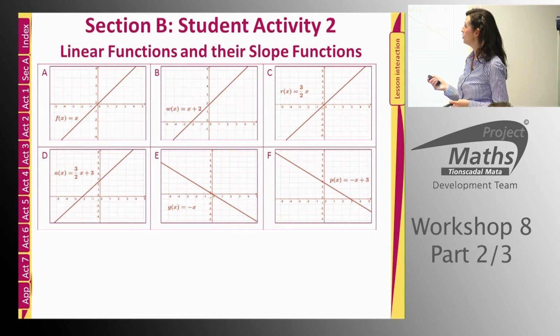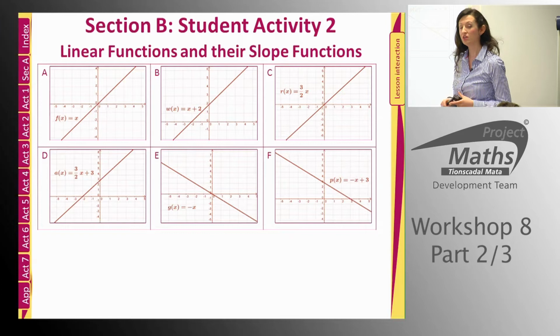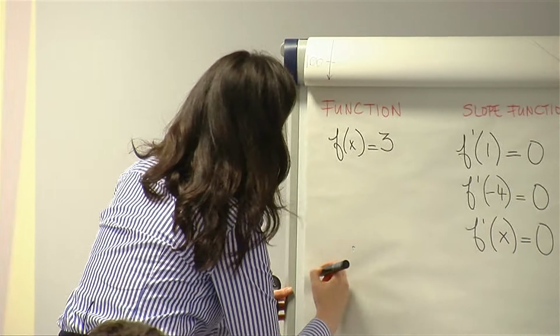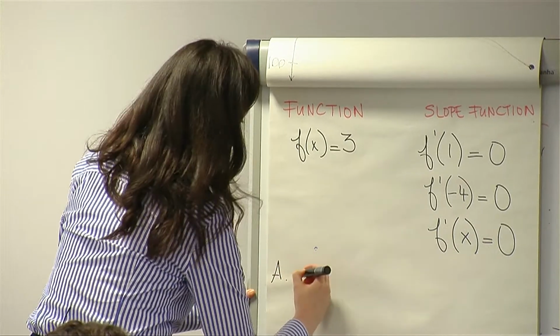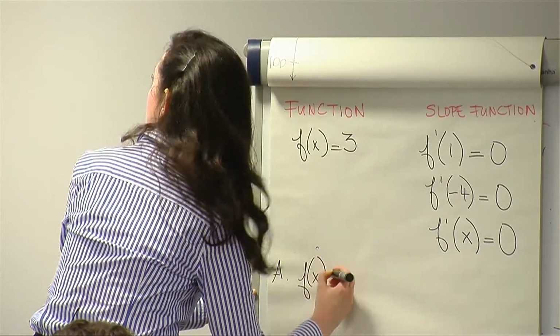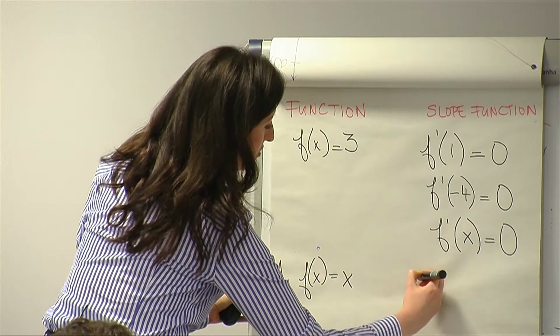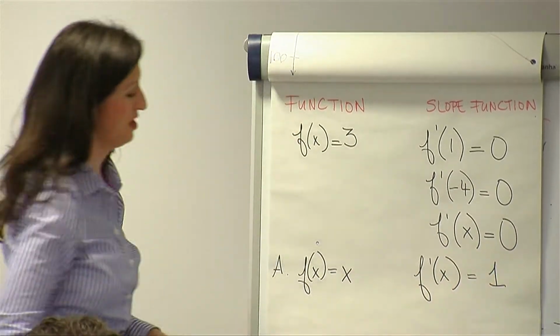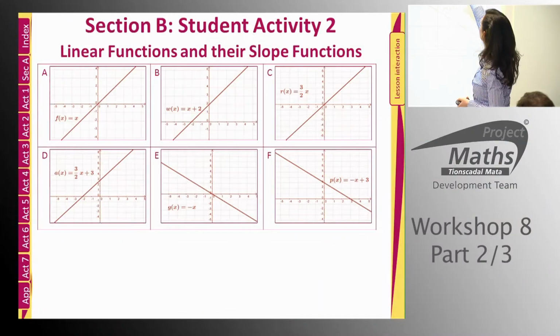What is the slope at the instantaneous point when x equals 3? Okay, so it's going to be 1 at any point along there, isn't it? Okay, so for A, if f of x equals x, then f dash of x equals 1. Perfect. Let's look at C then.